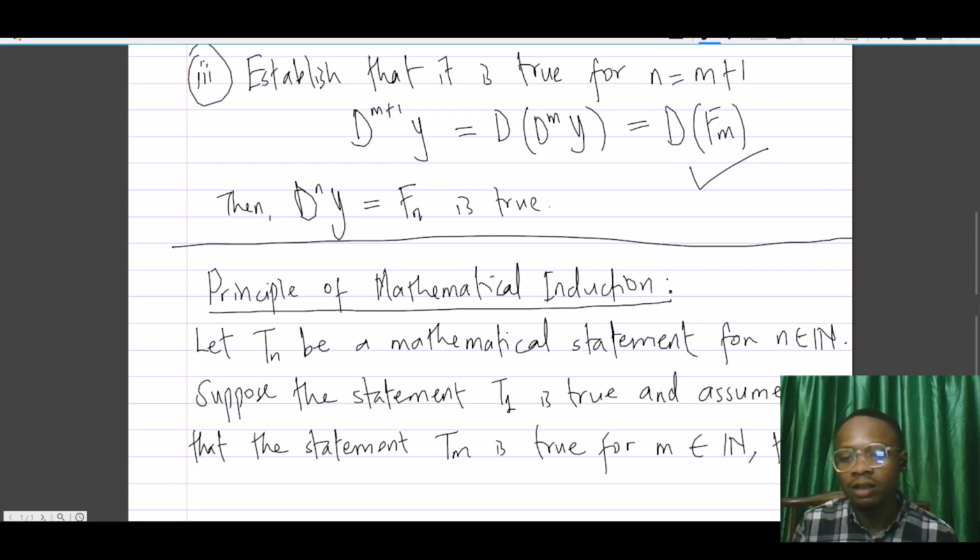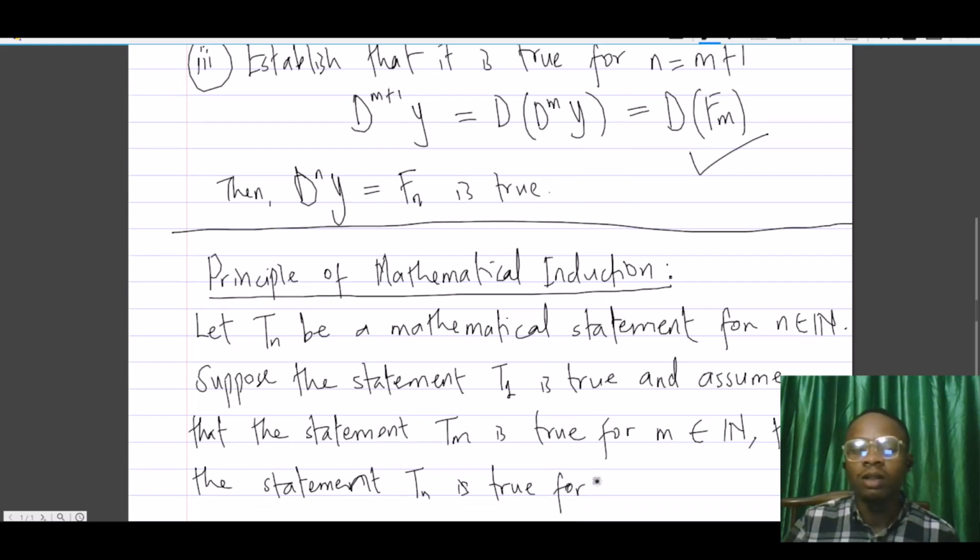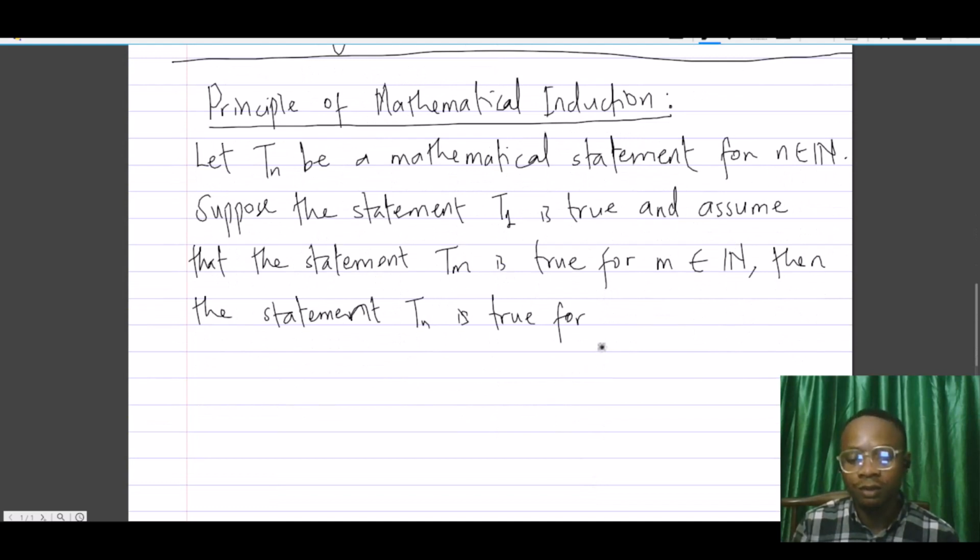We now say that then the statement T sub n is true for all n elements of the natural numbers, provided T sub m plus 1 is true.